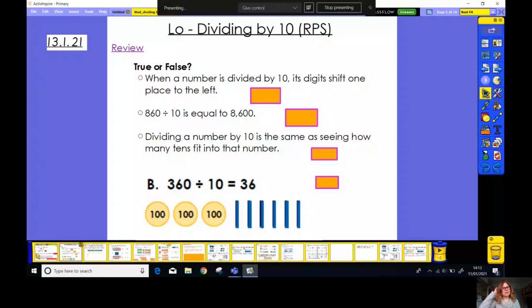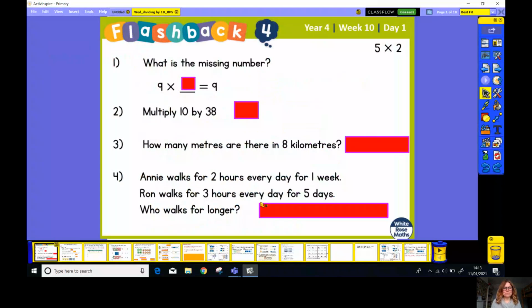So let's start with our flashback for today. Number 1, what's the missing number? 9 times something equals 9. Multiply 10 by 38. How many meters are there in 8 kilometers? And Annie walks for 2 hours every day for 1 week. Ron walks for 3 hours every day for 5 days. Who walks for longer? And finally, 5 times 2.